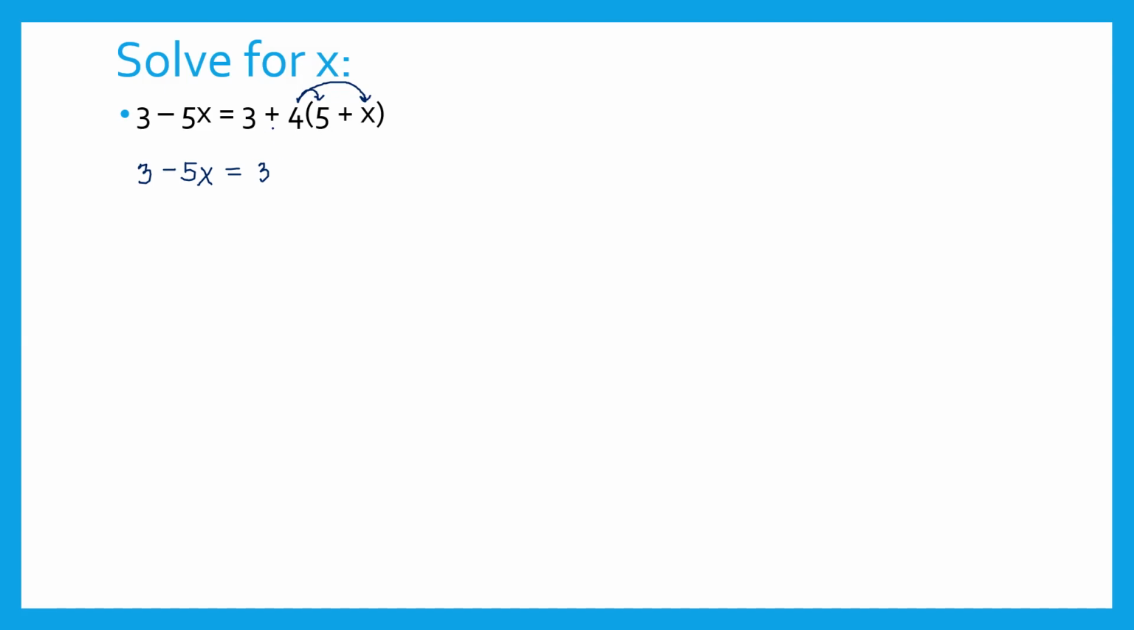And then I have to do this math. So I'm going to have a plus sign. And I'm multiplying 4 times 5, so that's 20. And I'm multiplying 4 times x, so that I again have a plus sign, and I have 4x.